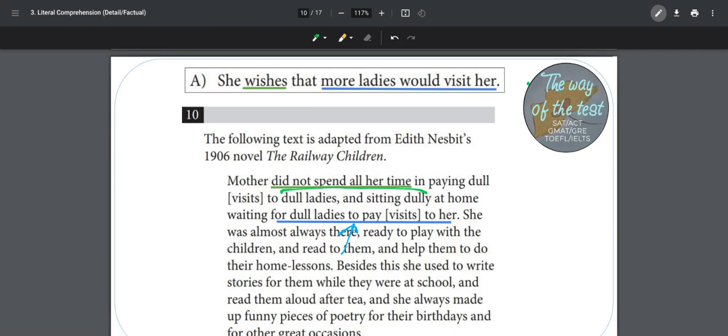Now, this is opposite information. It's still not, the information is not in the text. I mean, it will still not be the answer because the information is not here. The text doesn't say that she wishes. But if you can see, this is the opposite of what she wants. She doesn't want ladies to visit her. So it's not going to be letter A.